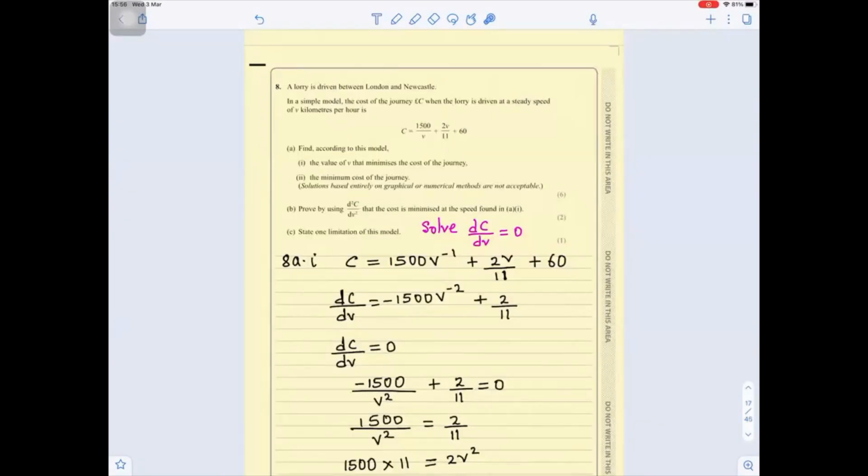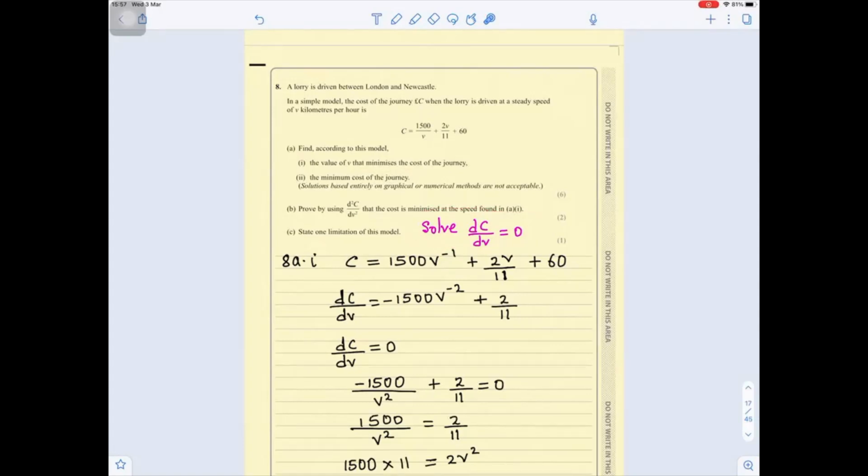Question number 8. A lorry is driven between London and Newcastle. In a simple model, the cost of the journey, C pounds, when the lorry is driven at the steady speed of V kilometers per hour, is given by that expression. Find, according to this model, the value of V that minimizes the cost of the journey. So when you say minimize, we want to find dC over dV equals 0, the minimum.